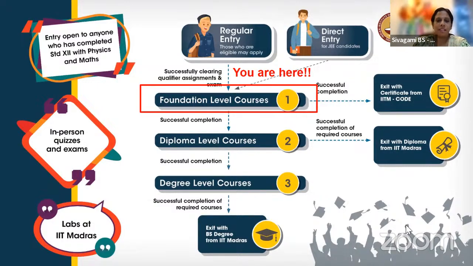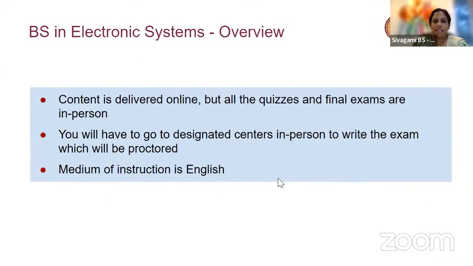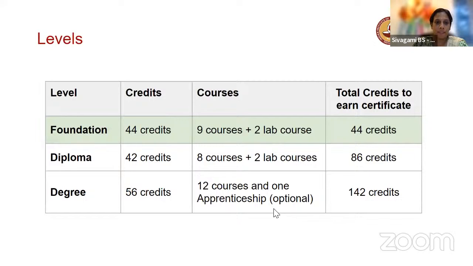Okay. So as we move ahead, the program content is delivered online, and quizzes and final exams have to be in person, and the medium of instruction is English. Okay, so the 3 levels in this program have these credit distributions: 44, 42, and 56. At the foundation level, you have 9 courses and lab courses, and at the diploma level, you have 8 courses and 2 lab courses.